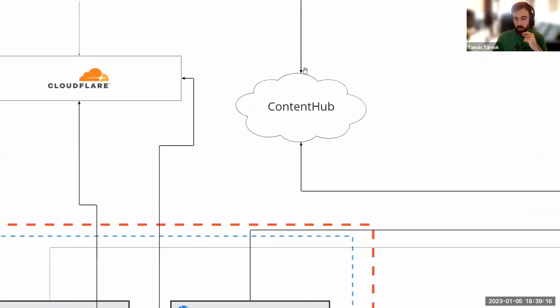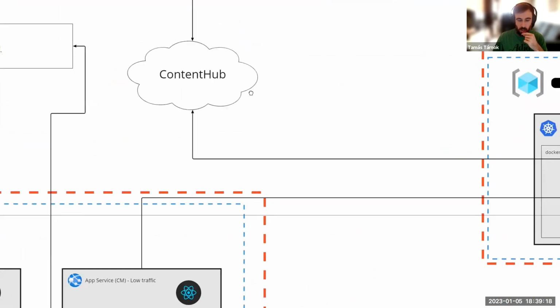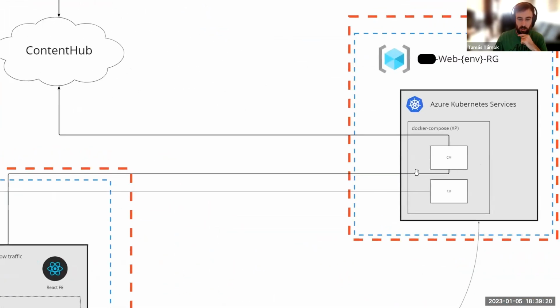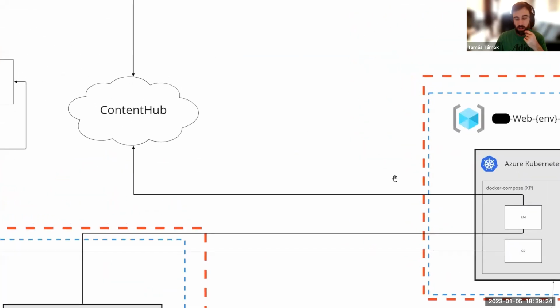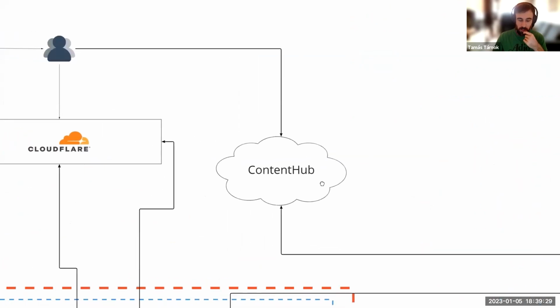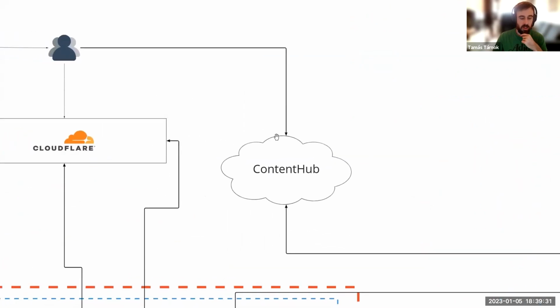We also had some Content Hub integration on the content management server to import some images to products, or actually not images, but the URLs of the images. And then these images were served to the end user by Content Hub.